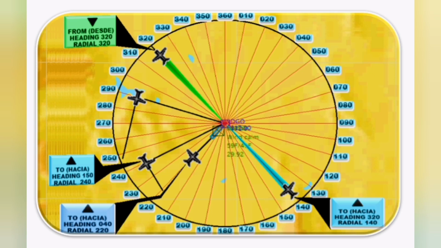And this is probably the most difficult part. Let's take a look, for example, at the top left. We are on the radial 320. On the left, we have to heading 150, radial 240. At the bottom left, we have to heading 040 and the radial 220. At the bottom right, we have to heading 320 and the radial 140. Take a look at where the aircraft nose is pointing. These are a few examples of how to intercept radials.